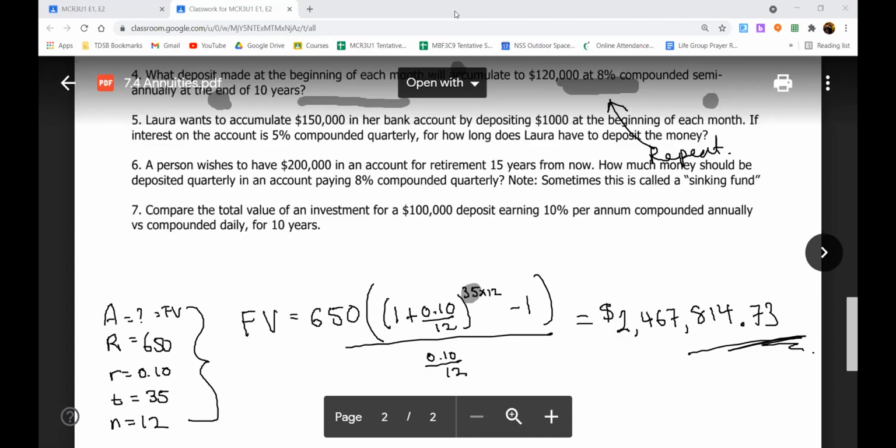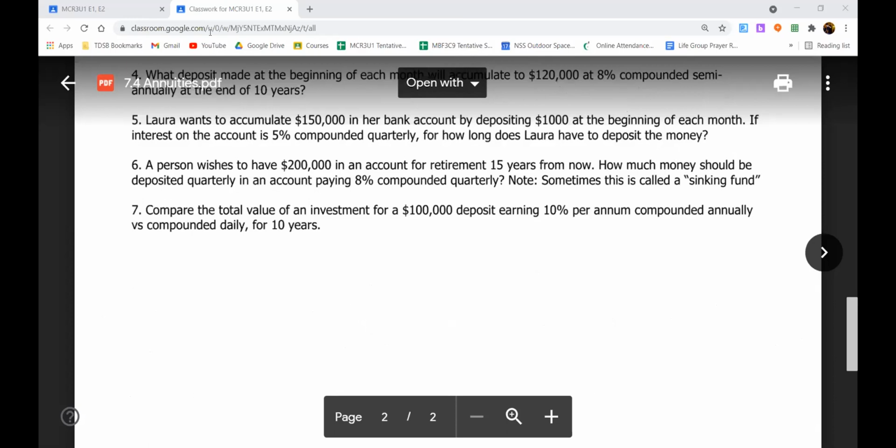The last thing I'm going to leave with you: the only difference between geometric sequence and geometric series, in other words, regular compound interest and annuity, is carefully looking for the question to say some kind of repeating payment. If you take a look at this question, let's say number 4, what deposit is made at the beginning of each month? So clearly there's a repeating amount.